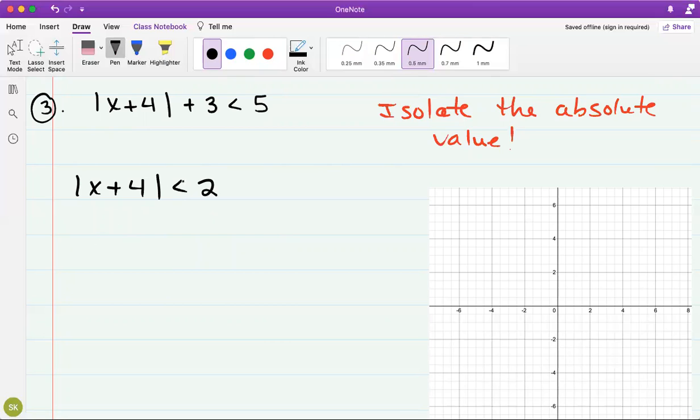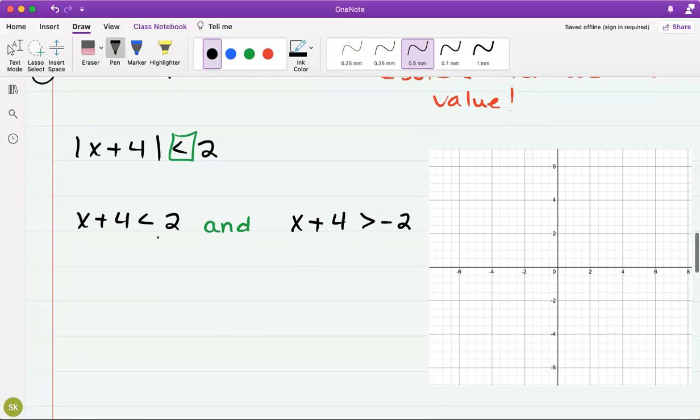Okay, so now that we have less than, we're going to say x plus 4 is less than 2. Less than means we write the word and here. x plus 4 is greater than -2. Move the 4 to the other side, subtracting 4, and we get x is less than -2, and x is greater than -6. Let's put this on a number line.